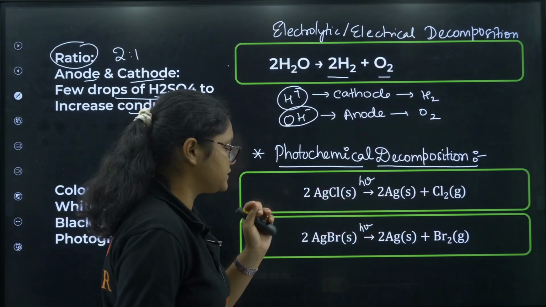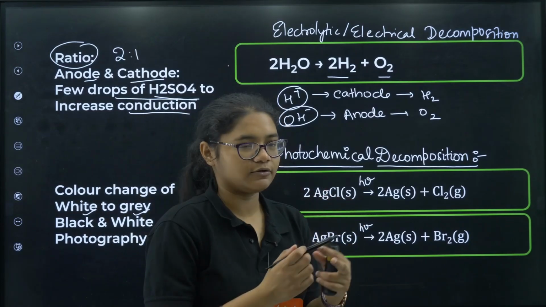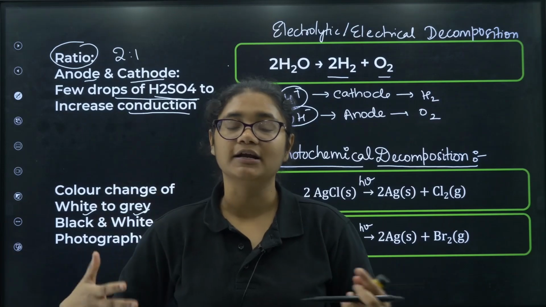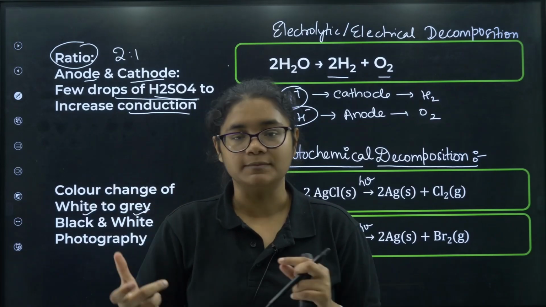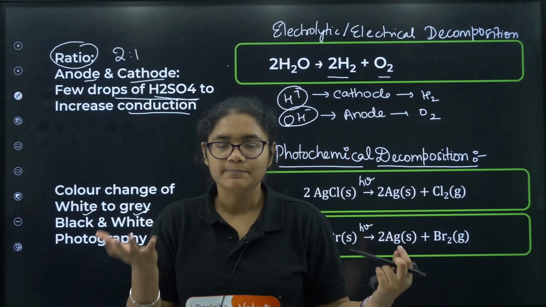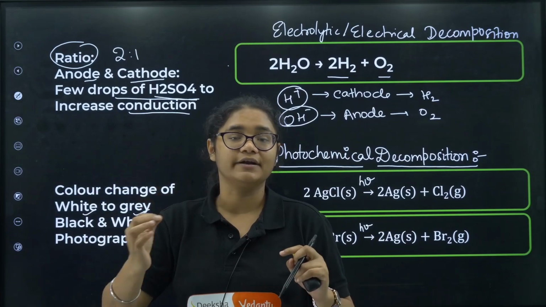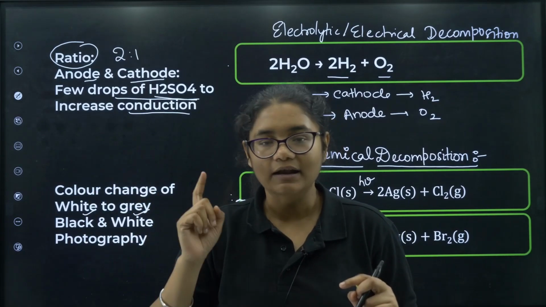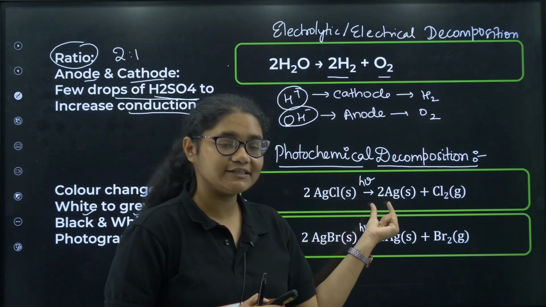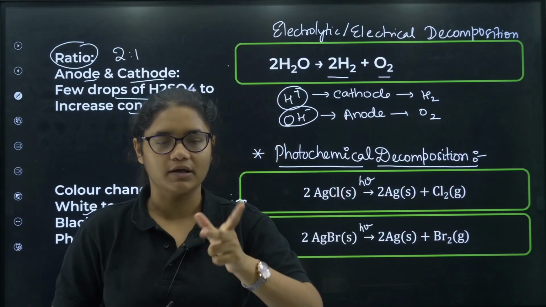Here a very important question has been asked many times: color changes from white to grey. AgCl is white in color, but the question asked is like this: some amount of white compound is kept in sunlight, and after that the color of the substance changes to grey. What has exactly happened here? You have to explain that. The white substance you have taken is AgCl, right? When you keep it under sunlight, it undergoes photochemical decomposition and forms Ag, which has a grey or silvery appearance. So that is why the compound color changes.